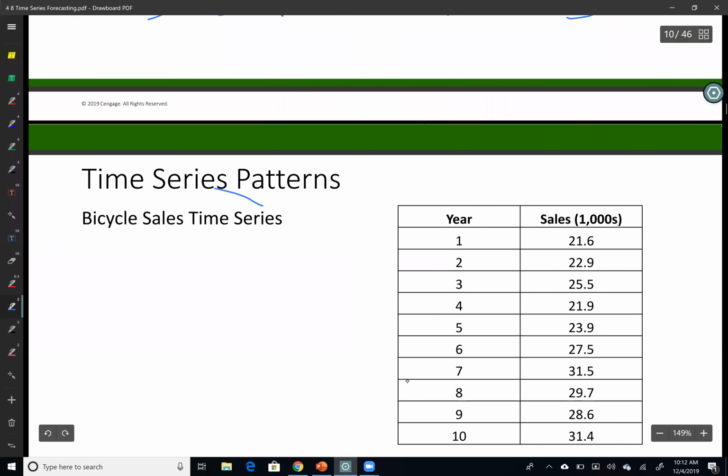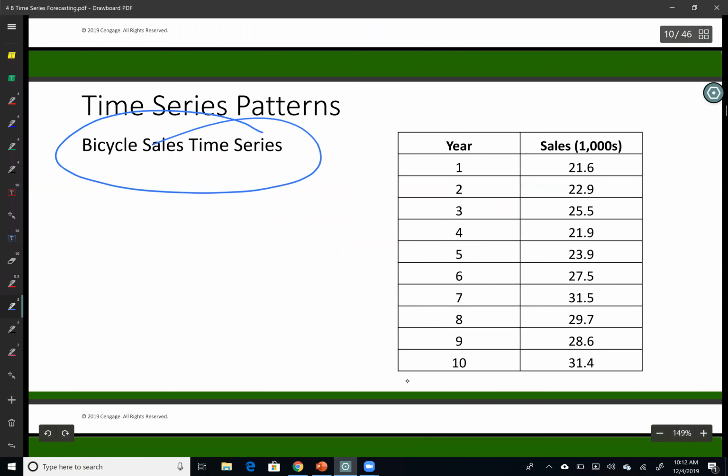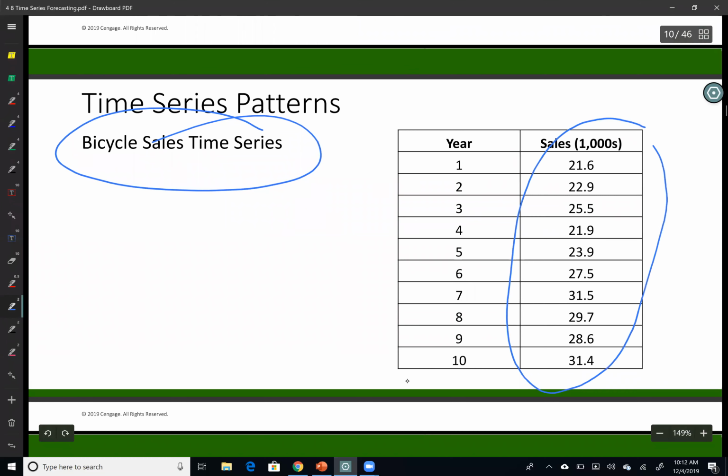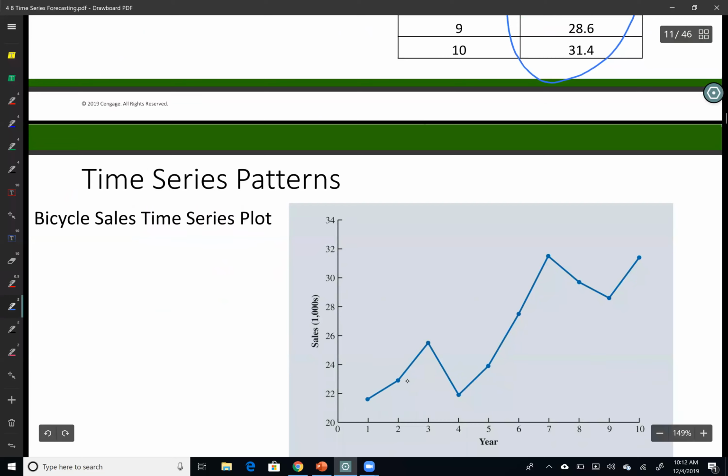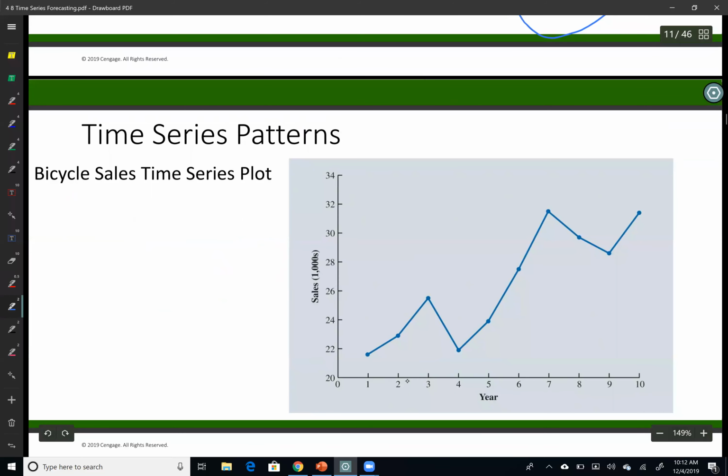So let's take a look at the bicycle sales time series data here. These are all in thousands of dollars or units. As you see this data, when you plot it, you can see the trend here going upwards.